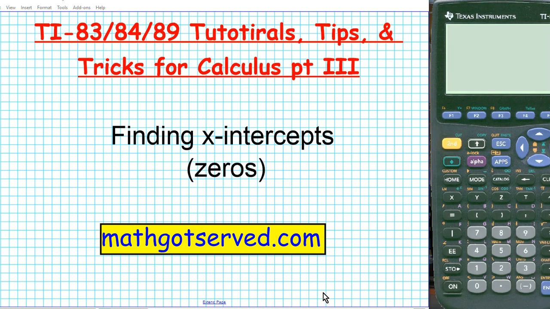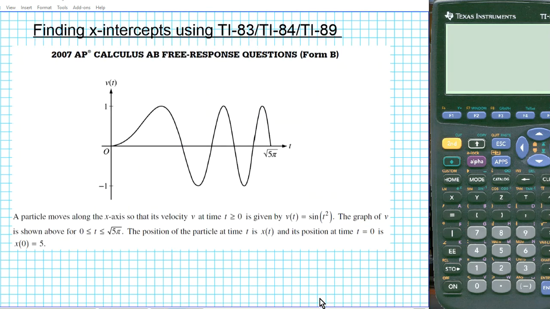In this clip, we're going to be going over our TI83, 84, and 89 tutorials, tips, and tricks for calculus. In this part 3 tutorial, we're going to be going over how to find the x-intercepts or zeros of a function. We're going to be basing our discussion today using a 2007 AP Calculus AB free response question, question 2. That's where we're going to be getting our function from.